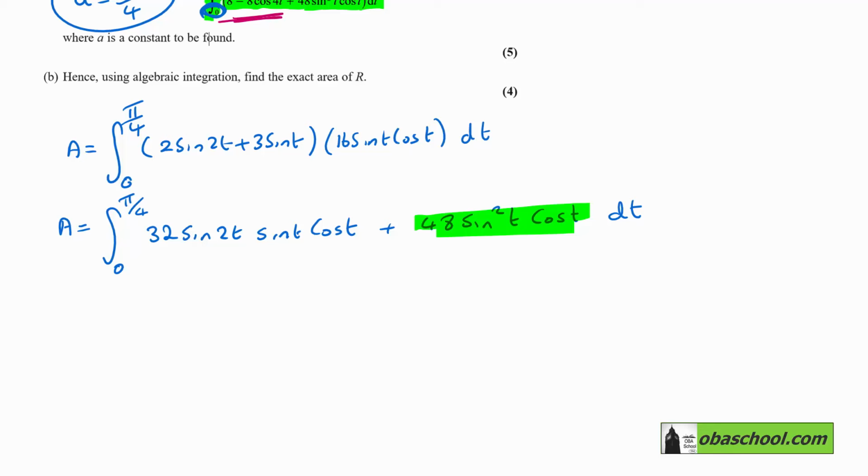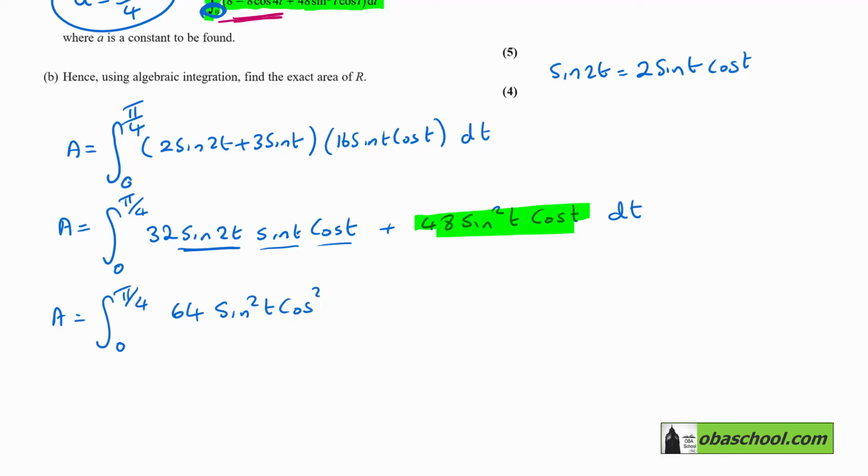The first thing to note here is that sine 2t is 2 sine t cos t. So if we change this sine 2t into 2 sine t cos t, remember we're multiplying by sine t cos t here, then what we have is 64 sine squared t cos squared t plus the 48 sine squared t cos t, which we already have, and it's what we want. So we need to work further with this first term.